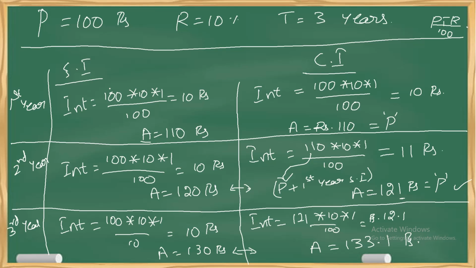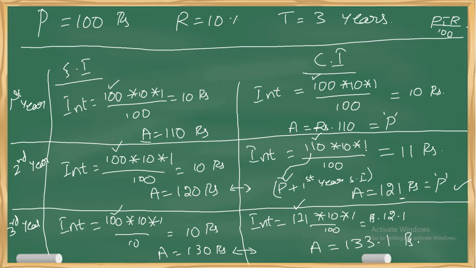In simple interest, every time you calculate interest only on the principal amount you have taken from the bank. But here, in the first year the principal amount is the same 100 rupees. In the second year the principal amount becomes the actual principal plus the first year's interest, so that is 110 rupees. The third year's principal amount will be 121, and finally there is a lot of difference between simple interest and compound interest. I hope you understand this comparison calculation of simple interest and compound interest, correct?